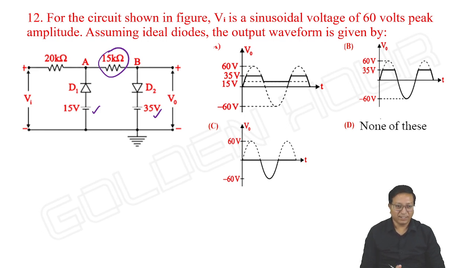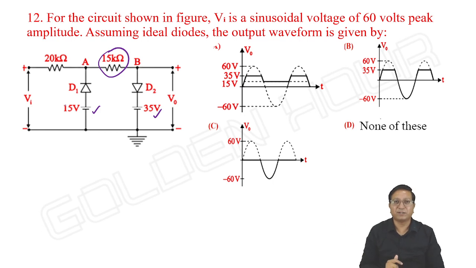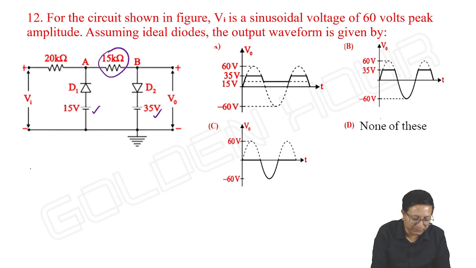Okay, is there any effect of this 15K? We need to check it. The first point here is, anyway, input is less than 15 volts. Maybe it is starting with 0 or negative peak, whatever it is. Actually, we vary the input from negative peak to positive peak. Meanwhile, various possible cases we need to take. Okay, so case 1. D1 is on and D2 is off.